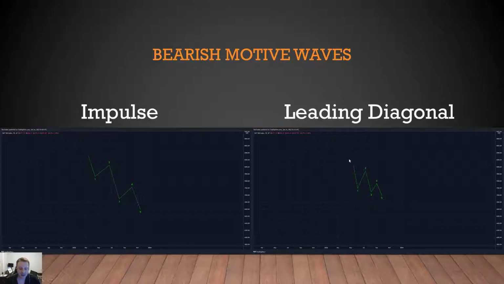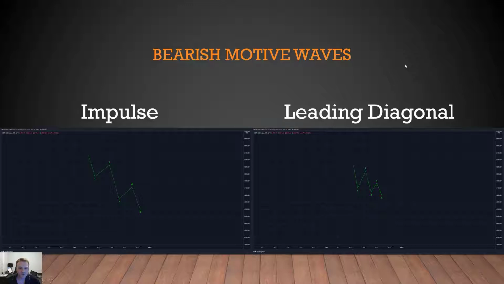So if you had an ending diagonal to the downside, that would mean the next move would be a large move up because you just ended the overall sequence to the downside. If you had an ending diagonal in an uptrend, that would suggest a downward move. And again, I would highly recommend you learn more about that kind of thing from those resources I mentioned before.